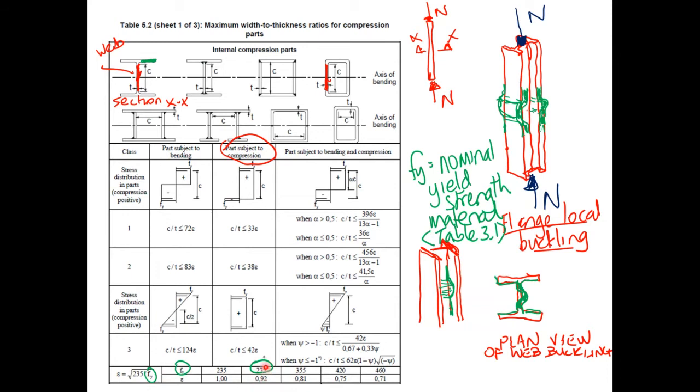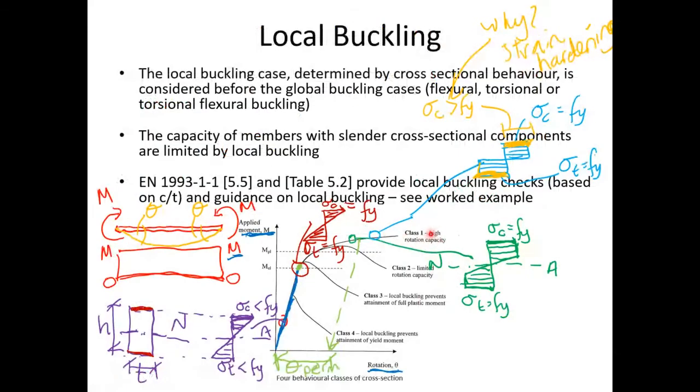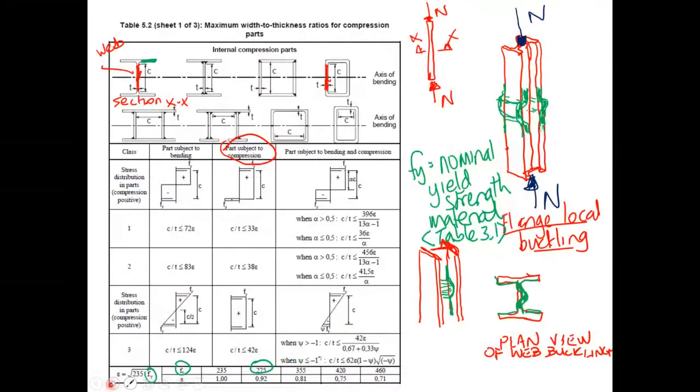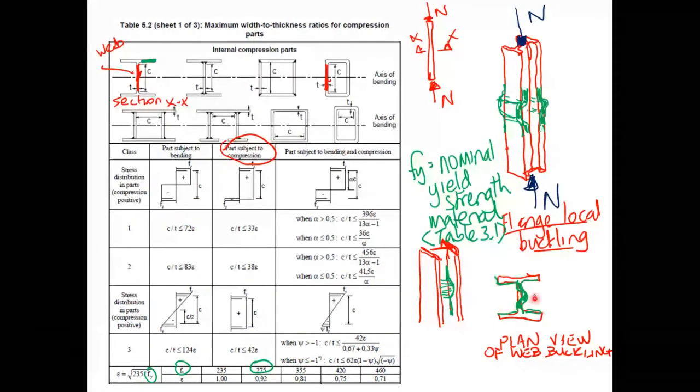That's the calculation, 0.92. And that means that the C over T ratio, the height of the unstiffened web divided by the thickness of the web, has to be less than or equal to 33 epsilon. So less than 33 times 0.92, which is around, say, 30 or something like that. Okay, so if my unstiffened length divided by the thickness is less than about 30, then it's a class one section. What does that mean? Class one section means I can achieve full plasticity of the section without having any local buckling. So it means it's unlikely I'm going to see any of this local buckling here.